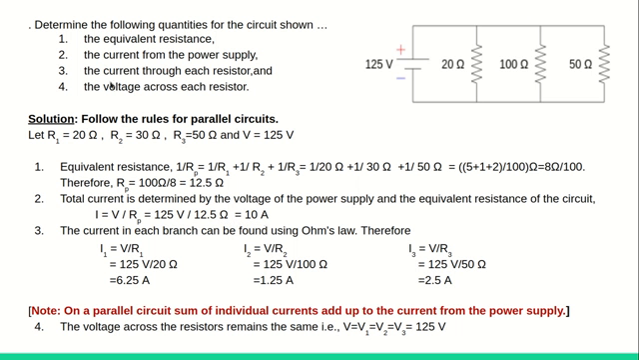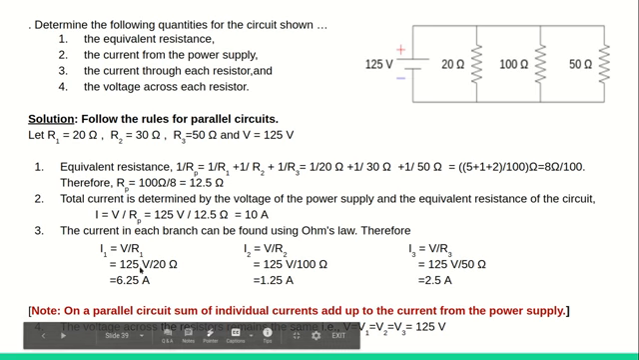The third part of the question, current through each resistor. Again using Ohm's law, we have I is equal to V by R. So here the current is different in all the three resistors. So here we find I1 is equal to V by R1. Here we are taking V as constant because it's a parallel circuit again. So I1 is equal to V by R1 becomes 125 by 20, which is 6.25 ampere. Similarly, I2 we get as 1.25 ampere and I3 we get as 2.5 ampere.